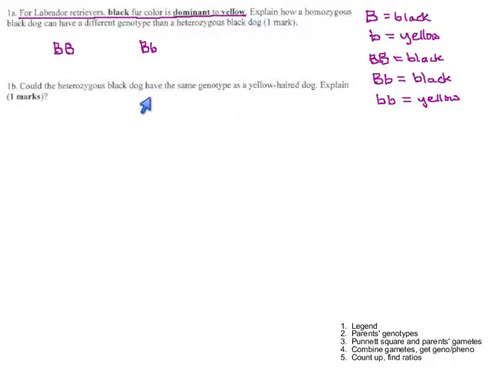Could the heterozygous black dog have the same genotype as a yellow-haired dog? Short answer, no. If you're a black dog, you're one of these two genotypes. If you're a yellow dog, then you're little b. So no, there is no way to be genetically the same and have a different fur color. Can't happen. The legend says these are the two ways you can be black, this is the one way you can be yellow, and there is no overlap between those.